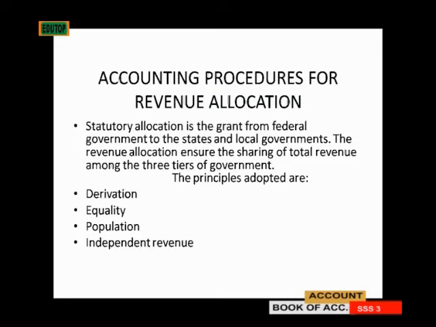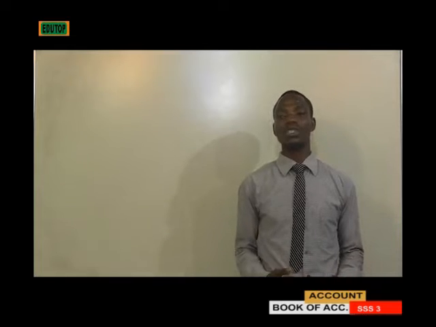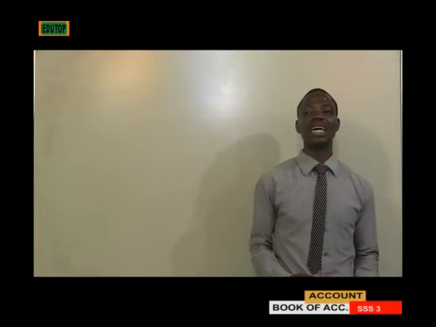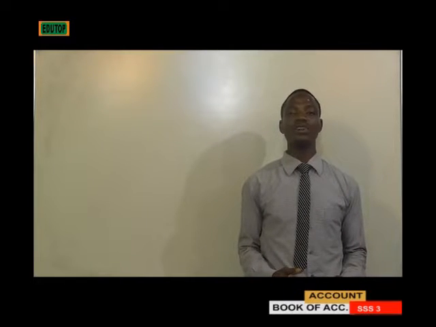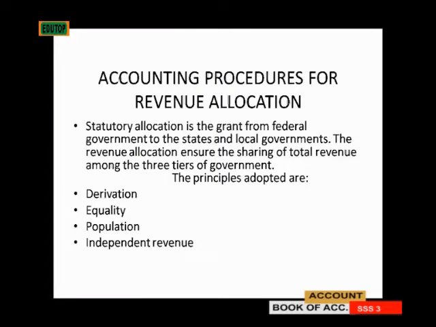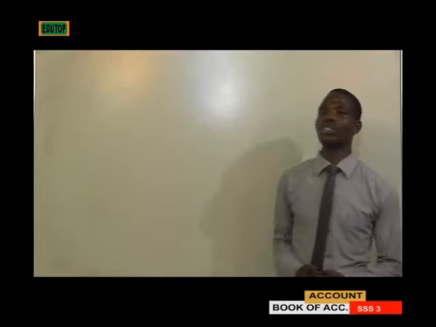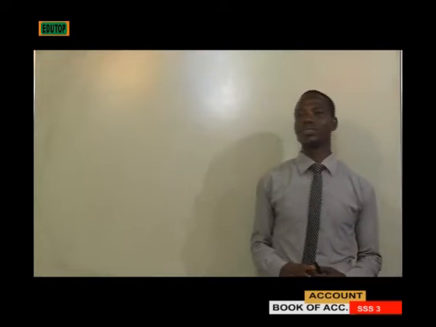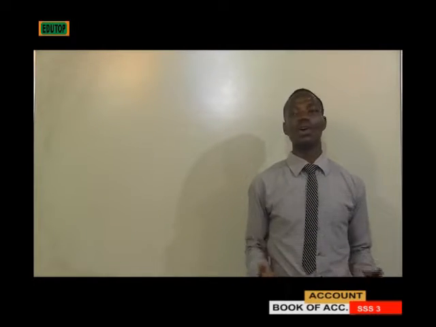So we also have equality, we have population, because who are the people that will benefit from the revenue? It is the citizens, which are people that are living in the country. So they must ensure that there is an even distribution of revenue, so that there will not be a kind of growth. So we also have an independent revenue. So let's go to illustration and see some certain things that can easily come out.